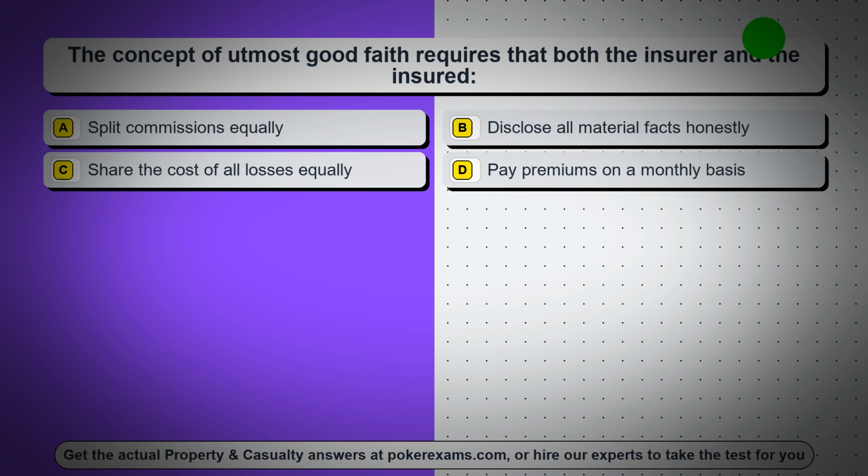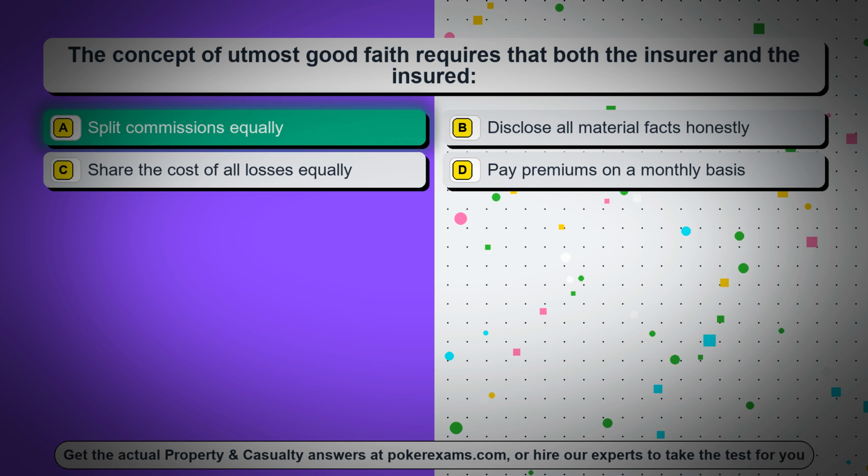Question 14. The concept of utmost good faith requires that both the insurer and the insured. Option A, split commissions equally. Option B, disclose all material facts honestly. Option C, share the cost of all losses equally. Option D, pay premiums on a monthly basis.